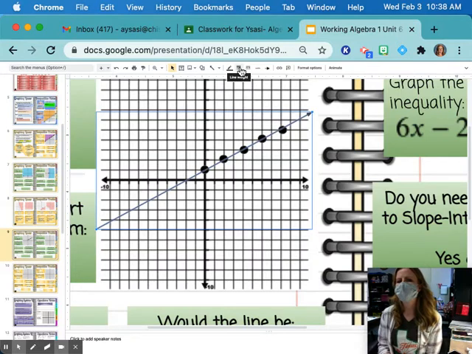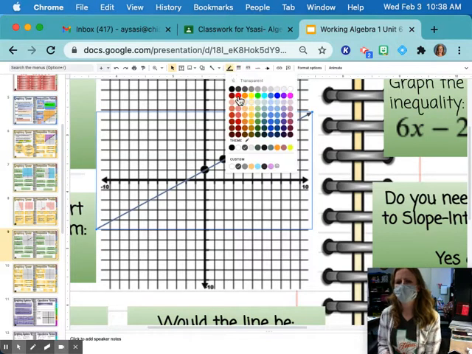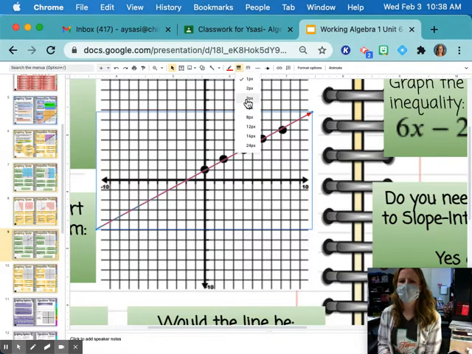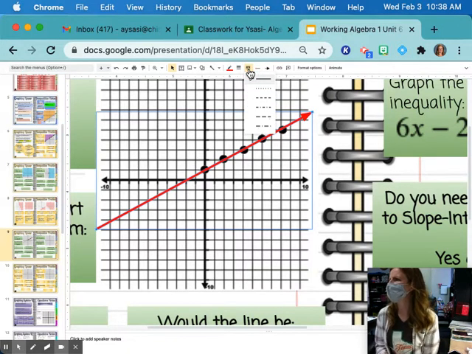And I need to make it dashed. I'm going to change the color though. I'll do it red. Thicken it up, so I'll use 3. Then make it dashed. Right beside where the point and the arrow are, you can make it dashed.